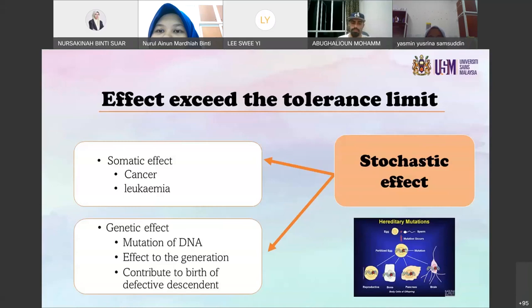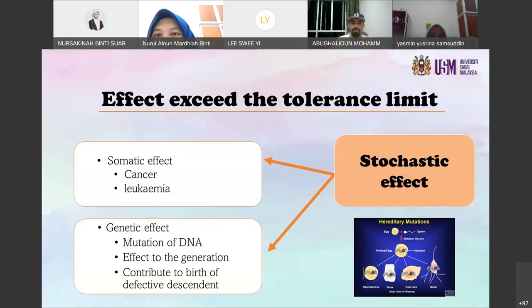Somatic effect of the radiation is limited to the exposed individual only, and is distinguished from the genetic effect. This effect harms the exposed individual, who suffers during their lifetime. They can get cancer, leukemia, and other diseases. While for the genetic effect, the ionizing radiation damages the genetic material in reproductive cells, and as a result, this effect is transferred from generation to generation. The radiation induces changes in an individual gene or DNA that can contribute to the birth of defective descendants, and also future generations, and will produce mutation.